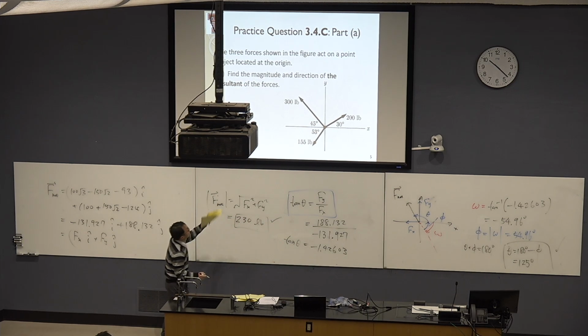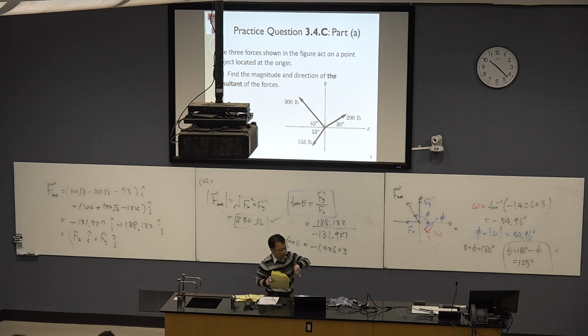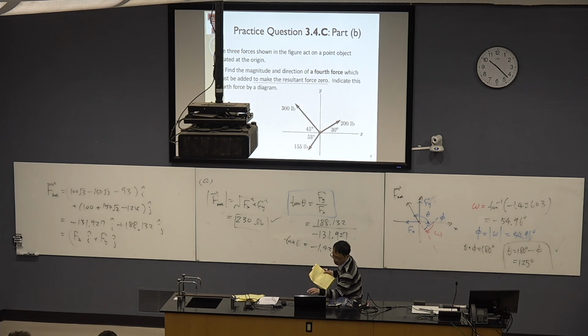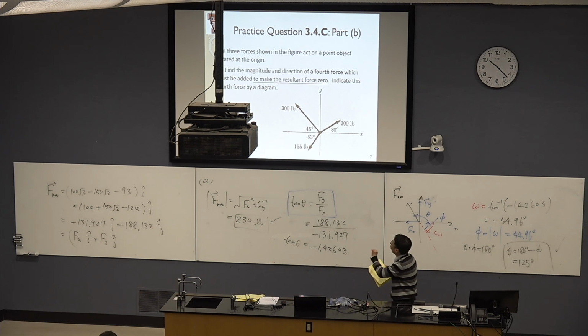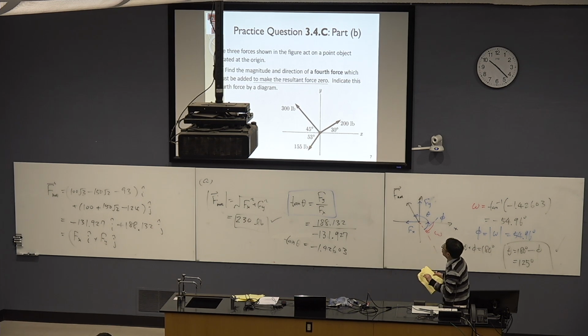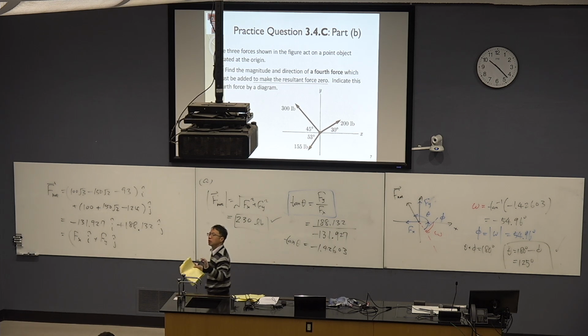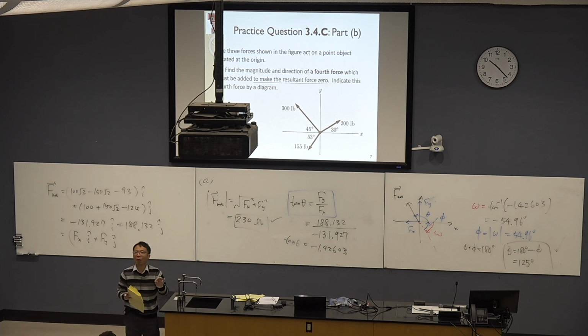So that completes part A of the problem. Okay, so this is only part A. But part B, the idea is as follows. The idea is you need to add one more force so that the new resultant force will be 0. Okay? So that's the goal: you add one more force so that the new resultant force will be 0.